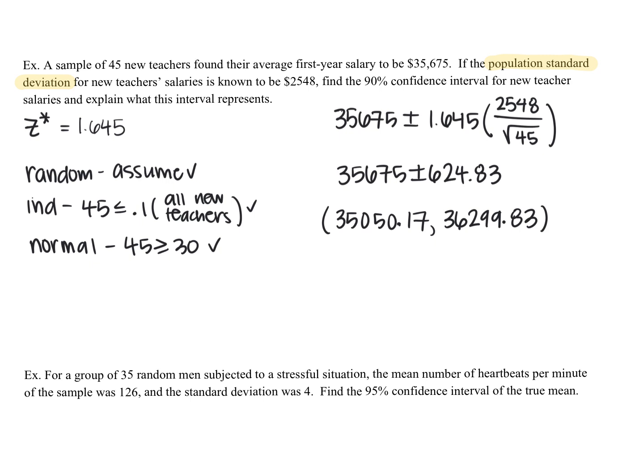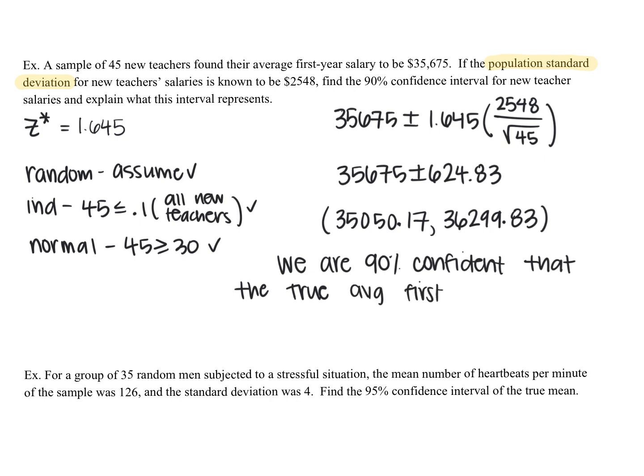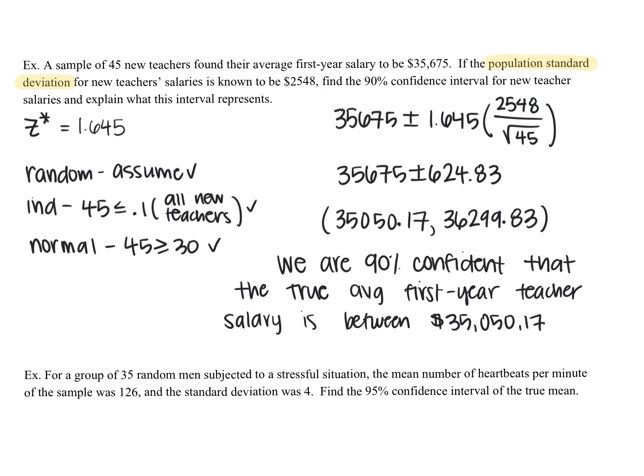36,299.83. So for my sentence, we are 90% confident that the true average first year teacher salary is between, and then units for money is dollars, so $35,050.17 and $36,299.83.